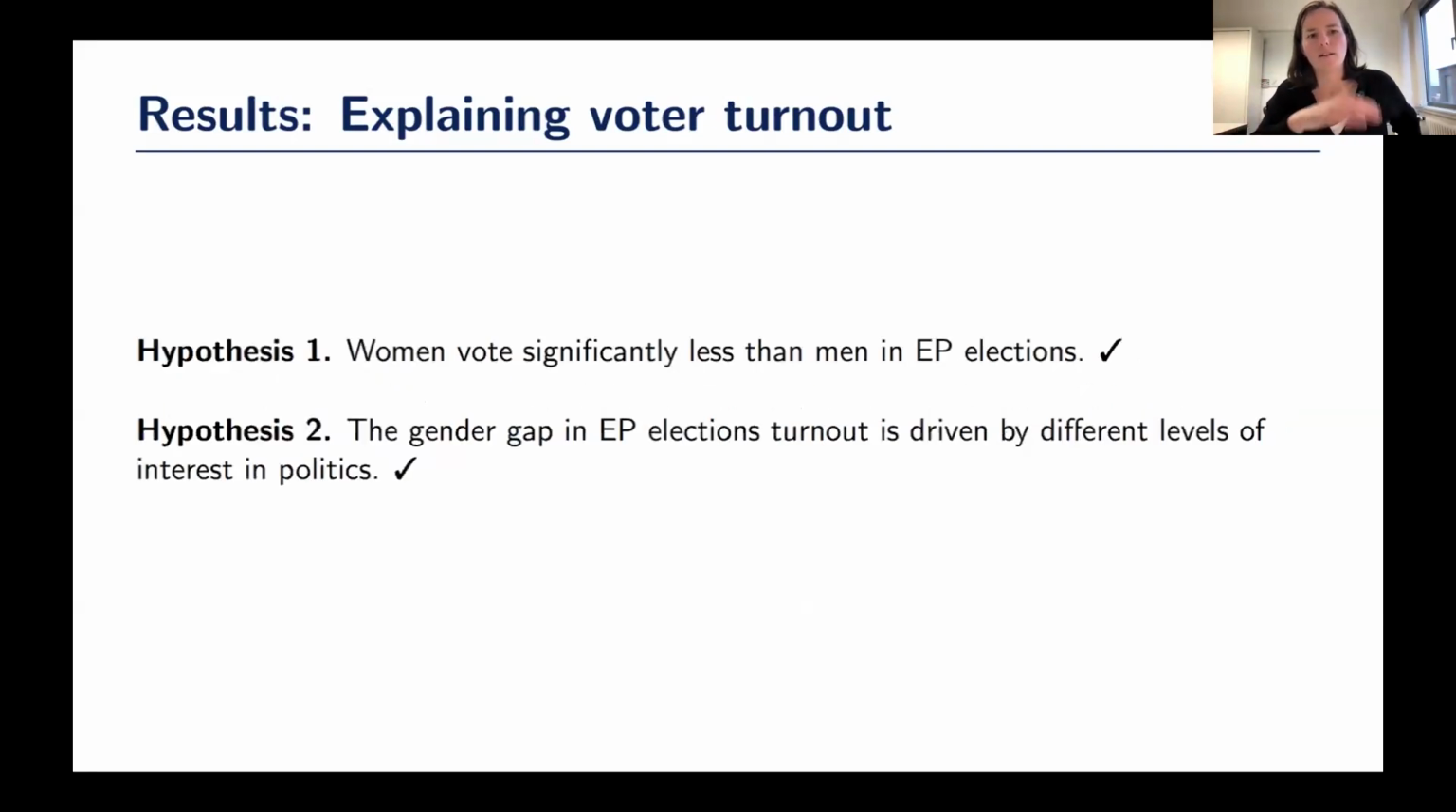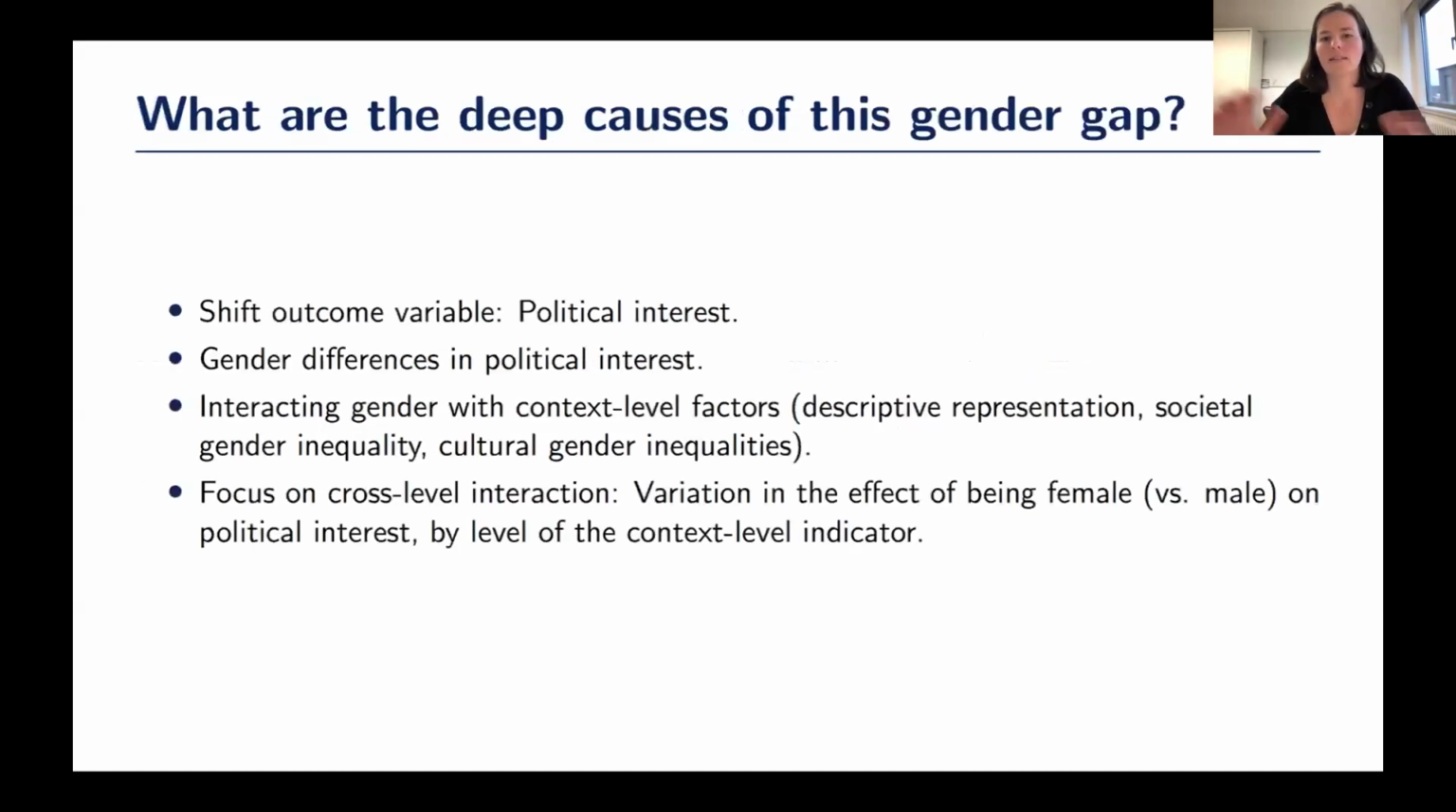So in terms of our first two expectations, our first two hypotheses, we indeed find that women vote less than men in European Parliament elections, and that traditional gender gap that we find is driven by differences in interest in politics. Then obviously the question is why are women in some settings less interested in politics than men? So here we shift the outcome variable and now focus on political interest and try to explain variation between countries in that gender gap in political interest.